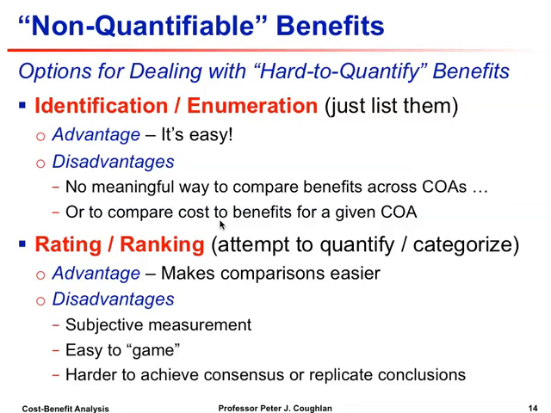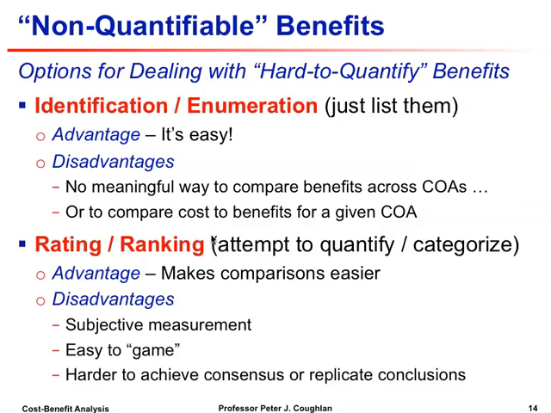Another approach is to rate or rank them, so some attempt to quantify or categorize. And the advantage there is it does make comparisons easier. If you can rate things on some scale, or you can rank courses of action in terms of their performance along some subjective benefit measure, it does allow you to make comparisons because you've then put some quantified measure on each of these.